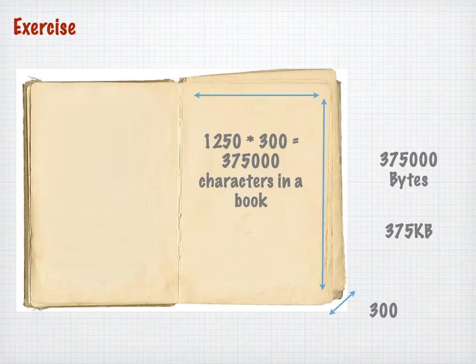So 375,000 characters, that would be 375,000 bytes. And if we divide that by 1,000, because that's what a kilo means, 375,000 bytes would be 375 kilobytes.